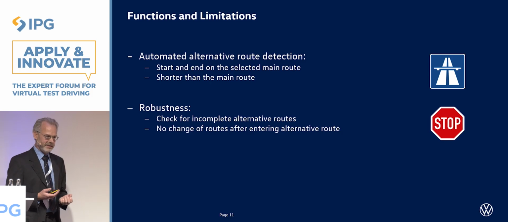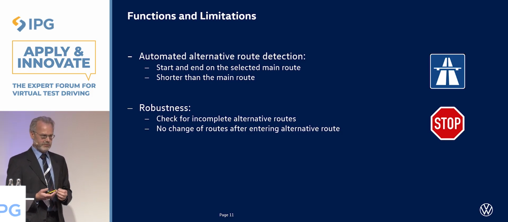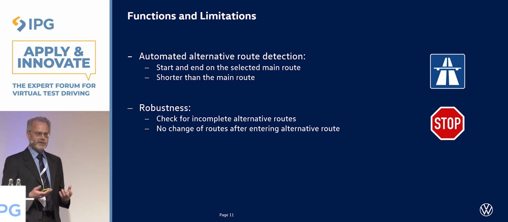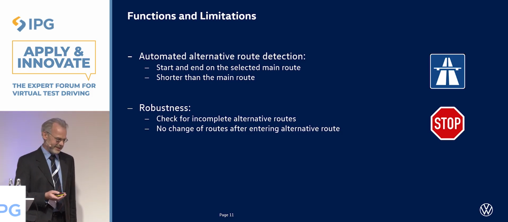If this is not the case, this route will not be listed, and you will get an error message in the execution showing that you have there a route that would be possible to use, but it has some error in it. We also suppress the accidental change to an alternative route once you left the main route, because this would lead to excessive driving signals you don't want to have on a test rig.